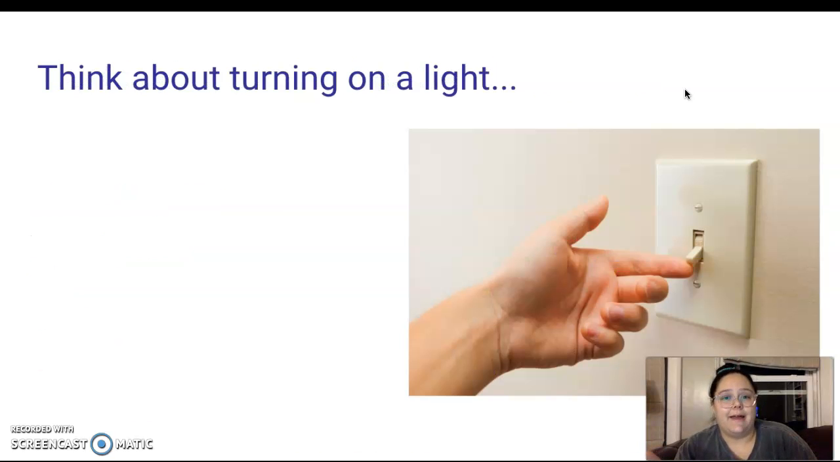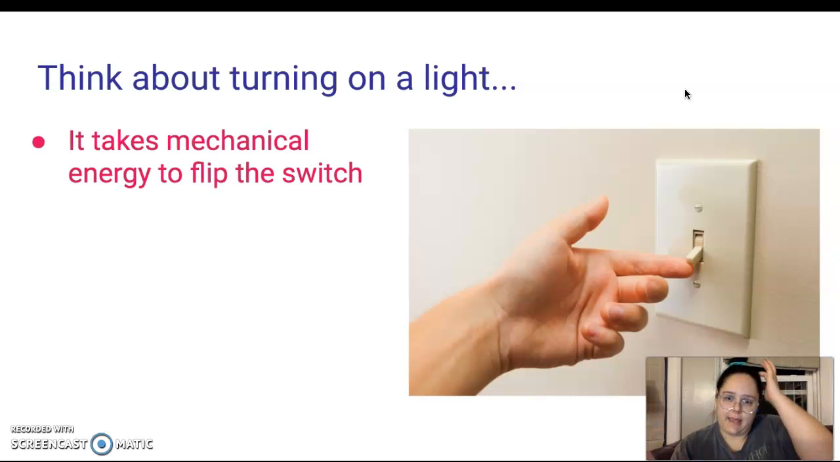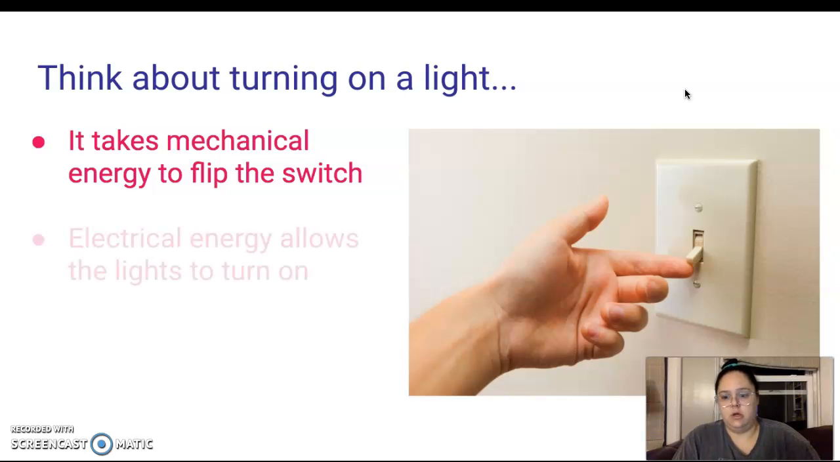Okay, turning on a light. I kind of already talked about this, but when we flip our light switch on, think about the different types of energies that we need to do to make that happen. So very first thing we do is mechanical energy. By taking our finger and flipping that switch, that is a type of mechanical energy. We are moving, causing movement.